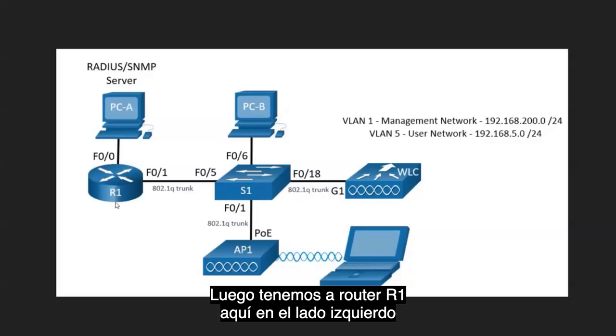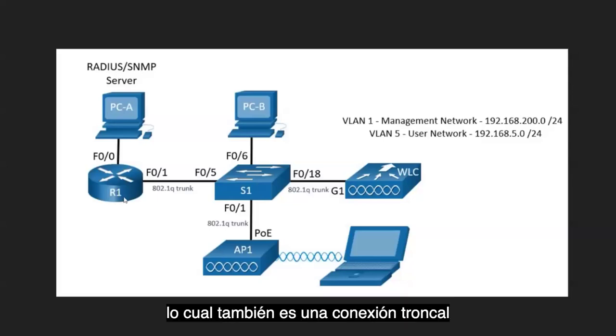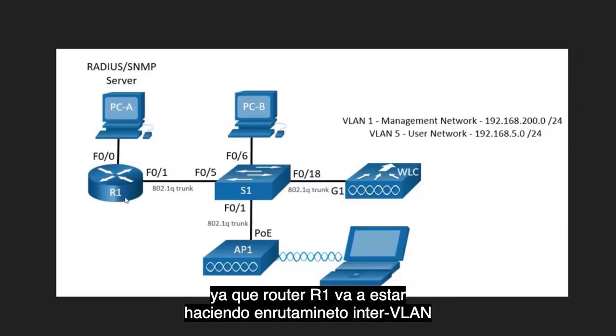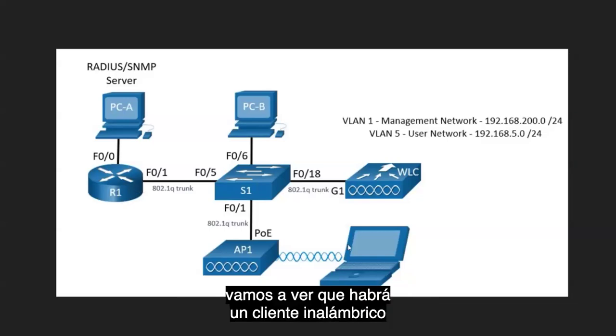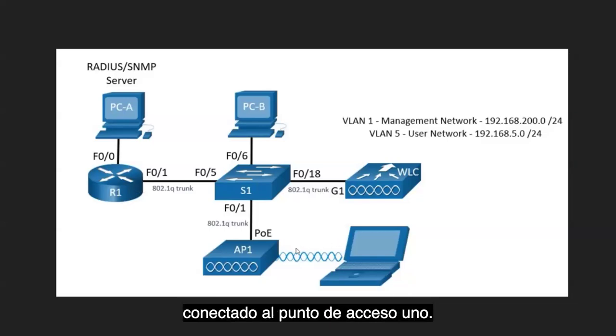We then have router R1 over here on the left side, which also has a trunk connection, because router R1 is going to be doing inter-VLAN routing and routing between multiple VLANs, which are networks, between itself down to the rest of the topology. Also, if we take a close look, we'll see there's going to be a wireless client connected off of access point 1.